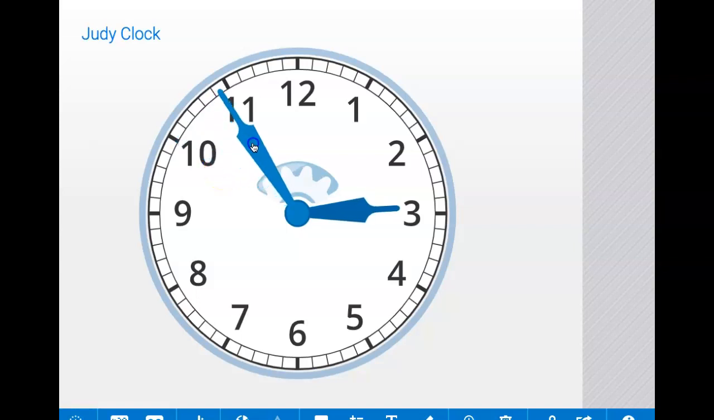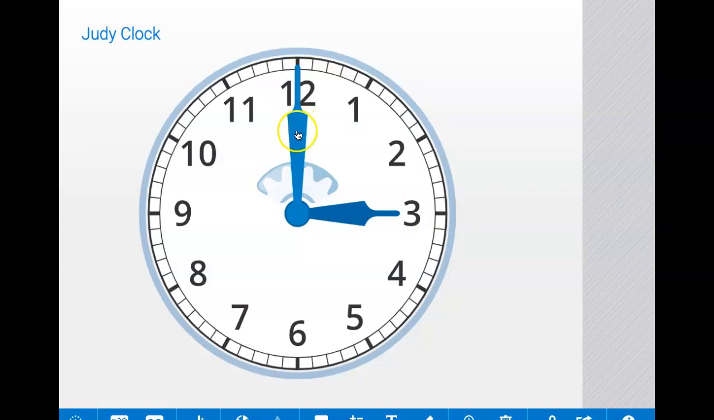50, 55, 60. Now we've collected 60 minutes. What happens when we get back to the 12? If you said we start a new hour, you're correct. How do we know we're starting a new hour? The hour hand is now pointing at the 3, and the minute hand is back at the 12.